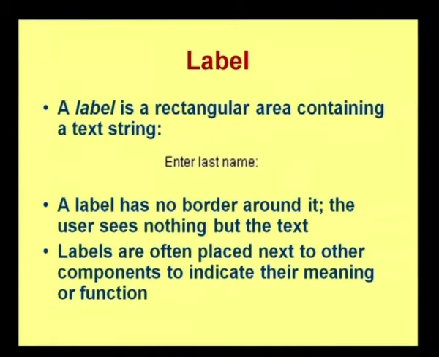So, choice menu is meant only for choosing one of the values that is added in the menu. So, next is label. A label is a rectangular area containing a text string. So, you can see that.